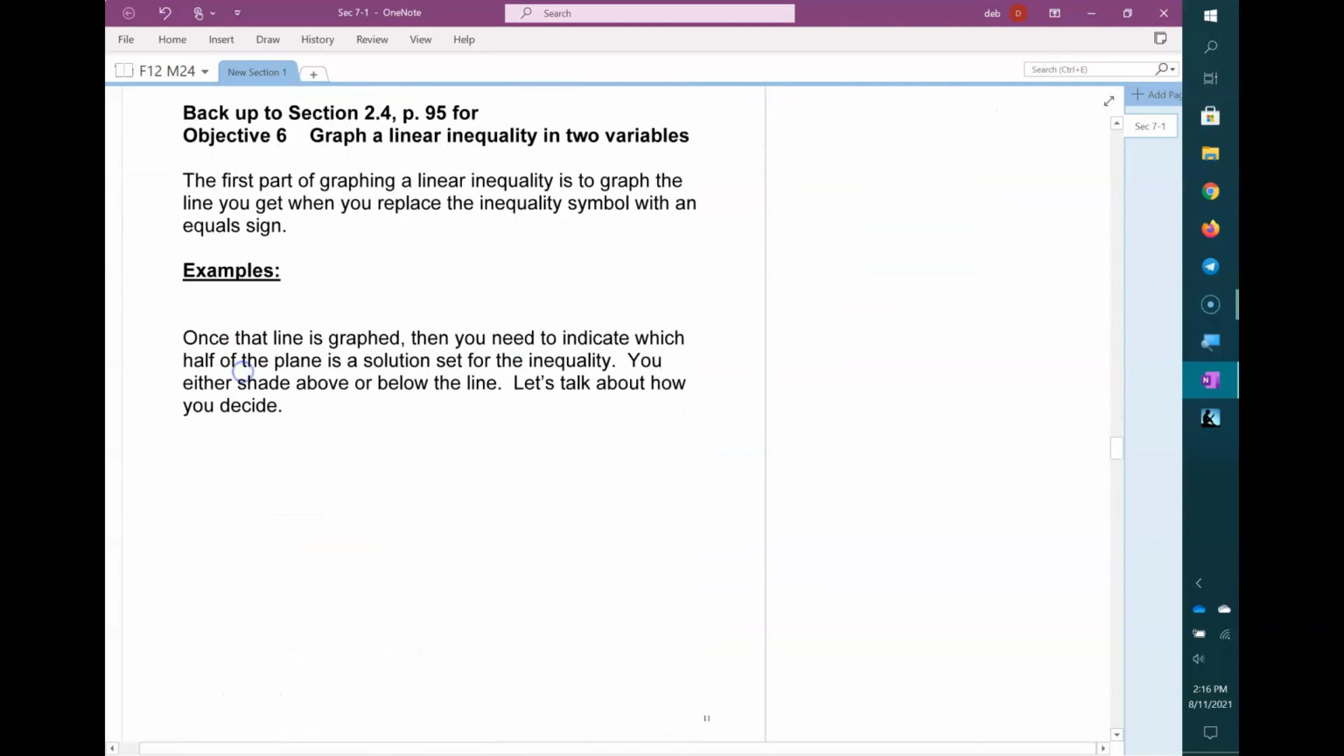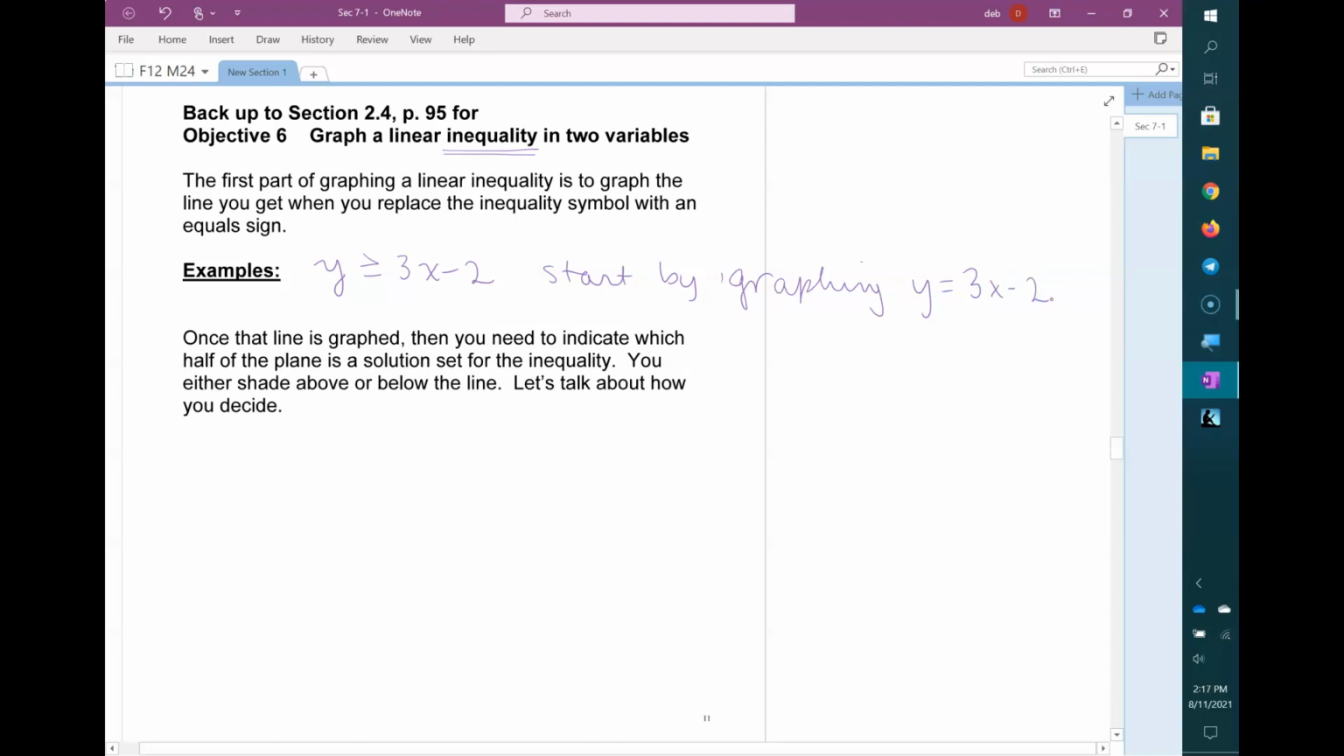Now we're going to go to section 2.4 on page 95 for objective 6, which is graphing a linear inequality in two variables. We started by graphing lines because the first part of graphing a linear inequality is to graph the line you get when you replace the inequality with an equals. If you have y is greater than or equal to 3x minus 2, that's a linear inequality in two variables, and you start by graphing y equals 3x minus 2.